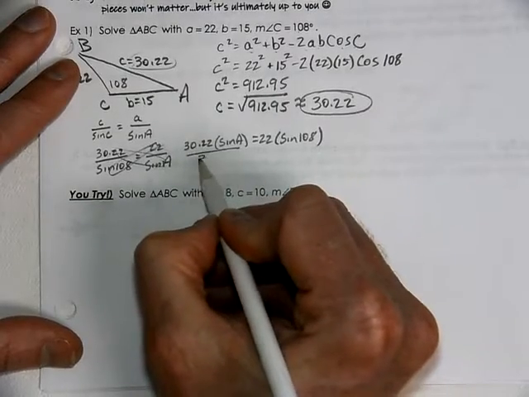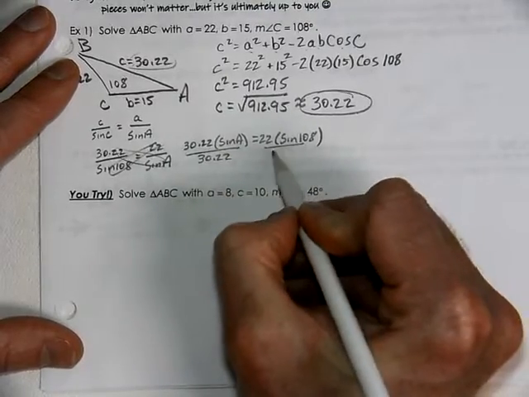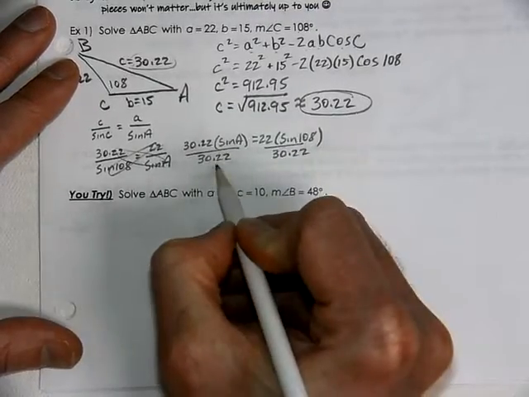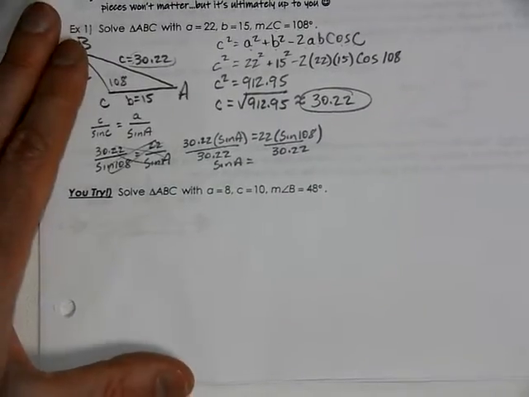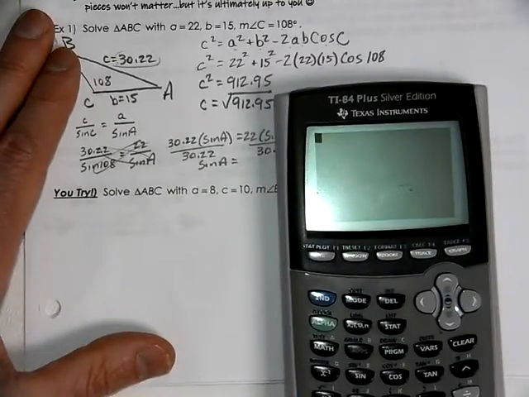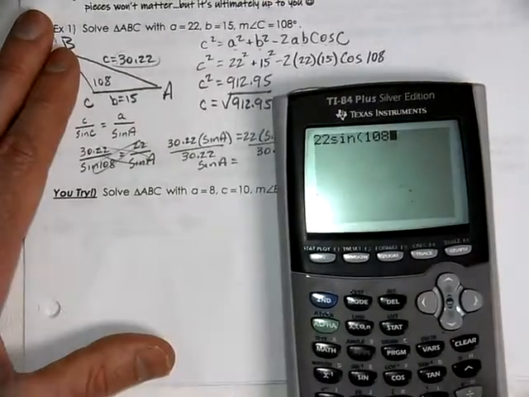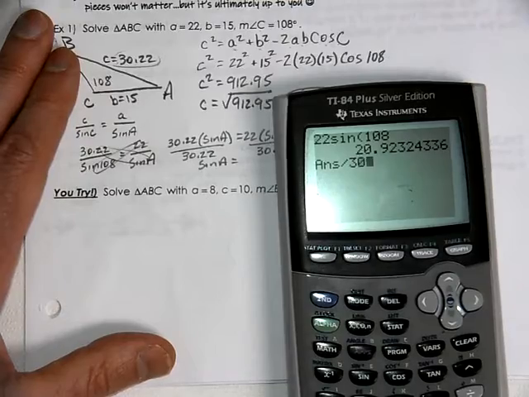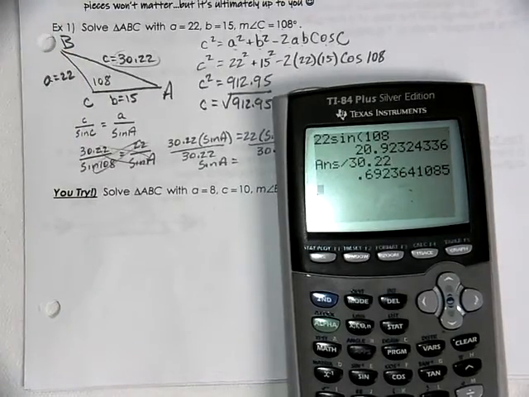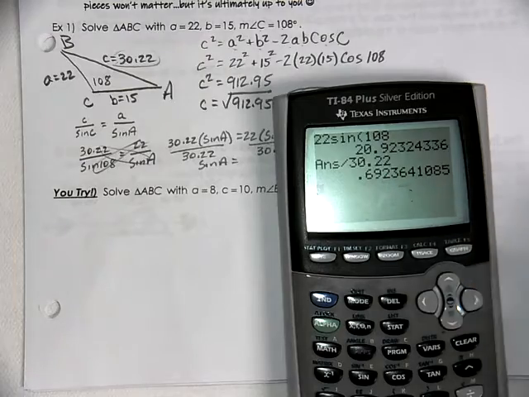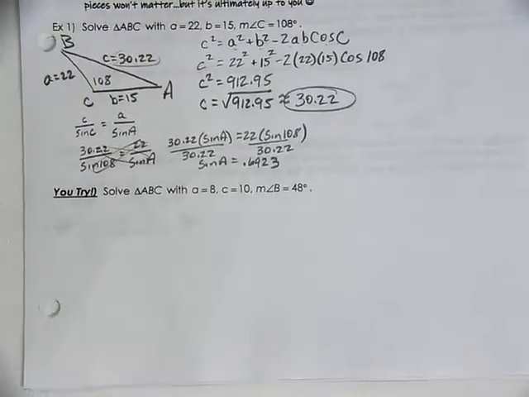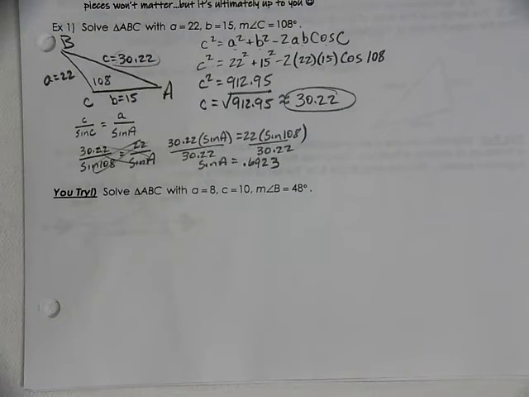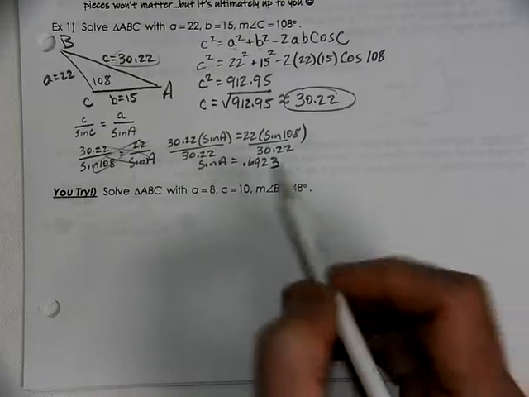Then I'm going to divide by 30.22. And the sine of A should be a decimal less than 1. So I have 22 times the sine of 108, and we're dividing that by 30.22. And I have a decimal that's less than 1. So 0.6923. We know from our knowledge of the unit circle that sine, the distance from the origin, cannot be greater than 1.